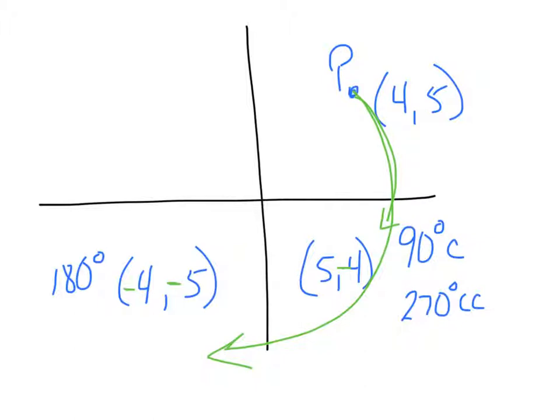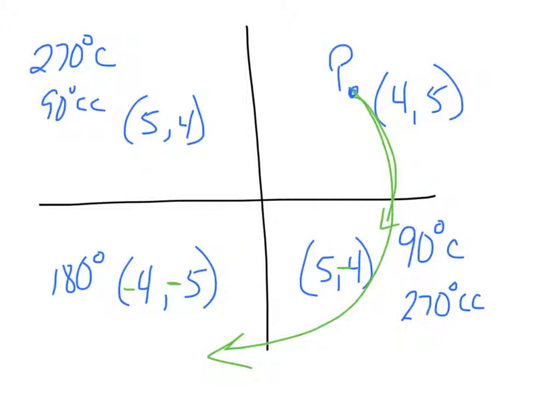When we go to quadrant 4, which is a 270-degree clockwise or 90-degree counterclockwise rotation, when P rotates that far, again, we will swap, because it's based on the 90, the numbers. We're going to look at this quadrant, and in quadrant 2, we're going to see that the x has a negative value and the y has a positive value. So our 5 will become a negative 5 and our 4 will become positive.